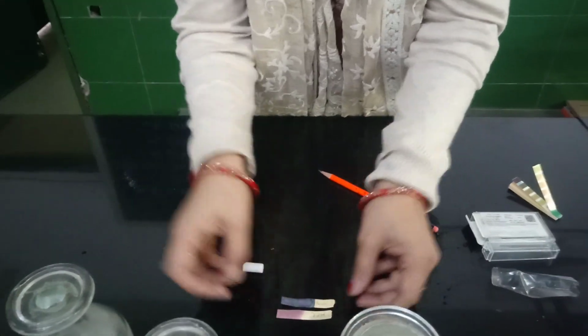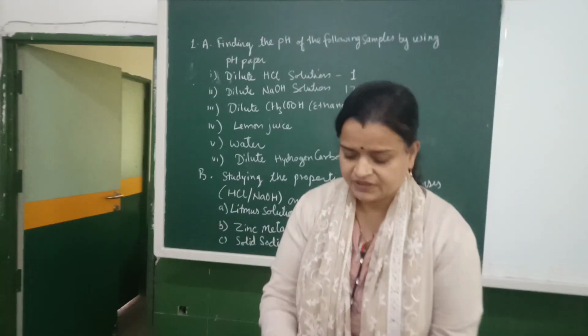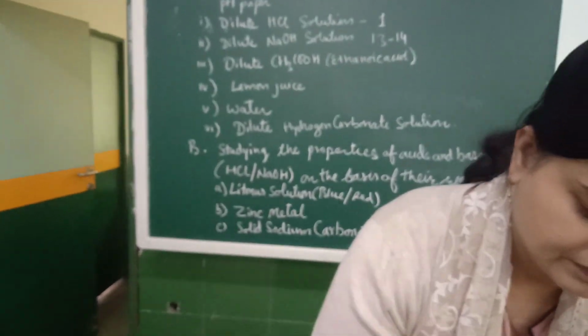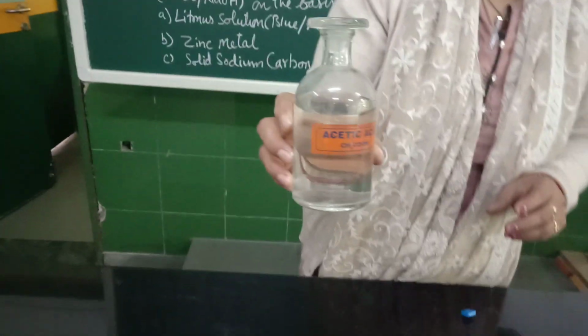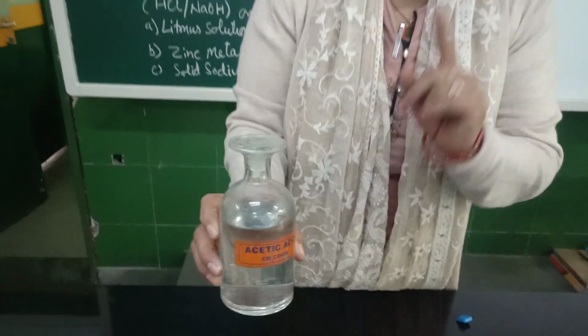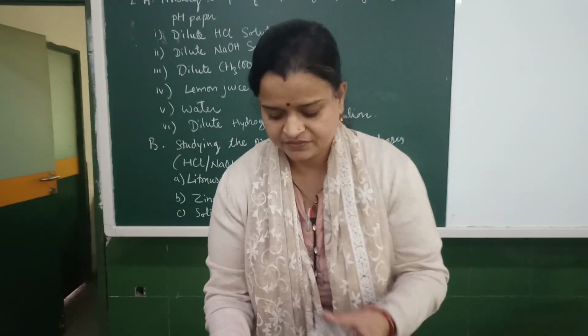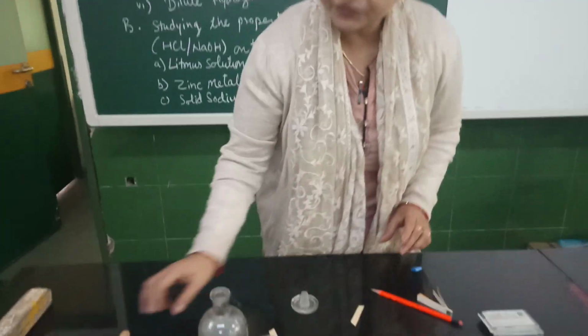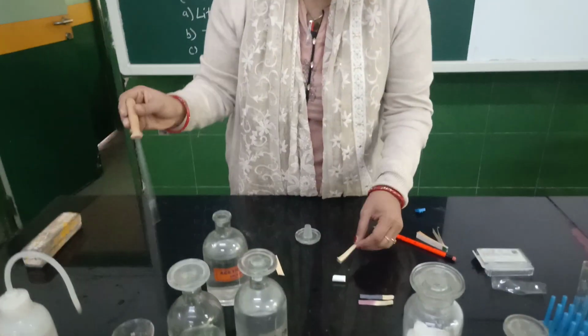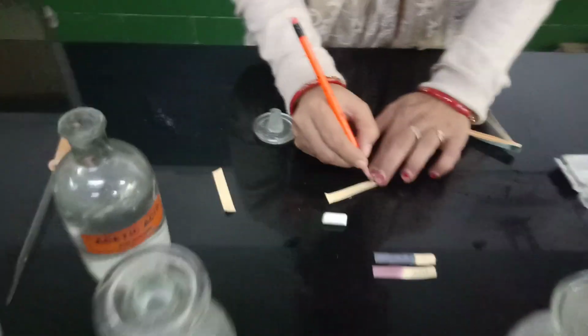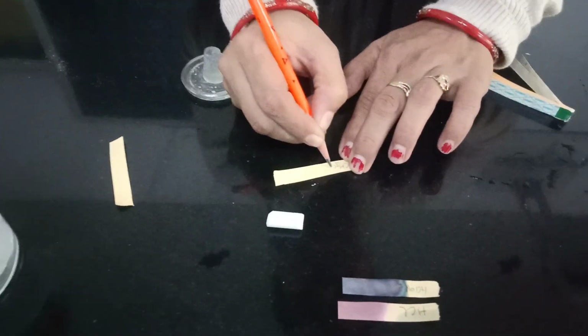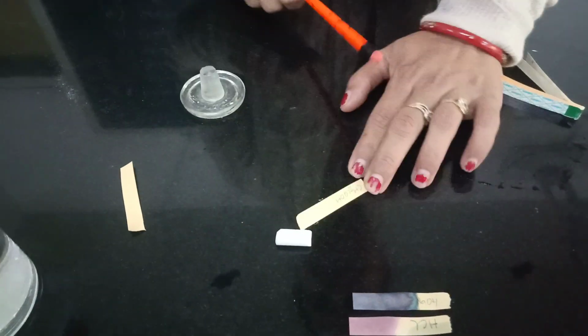The third sample is of dilute ethanoic acid. This is ethanoic acid, acetic acid, that is a carboxylic acid. I hope everybody knows the formula for ethanoic acid. Let us wash this. Now we'll check it. Ethanoic acid, CH3COOH is the formula for ethanoic acid.